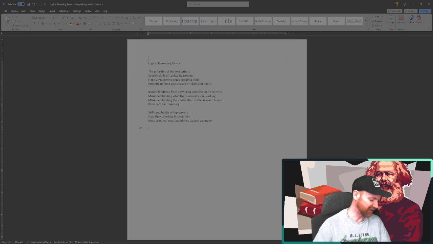A 170 plus test taker will consistently get anywhere from 0 to 3 wrong per 25 question section. And that's what we're aiming for. That's what I'm aiming for. I need the score in that top percentile to get into the school that I want. Like, I have to. There's no other choice. So, yeah, it's going to be quite a ride.